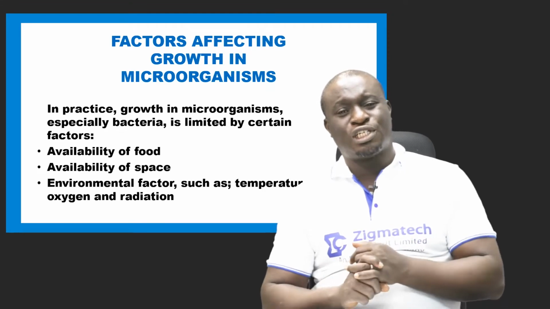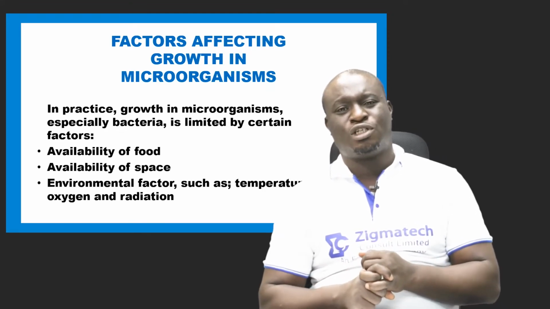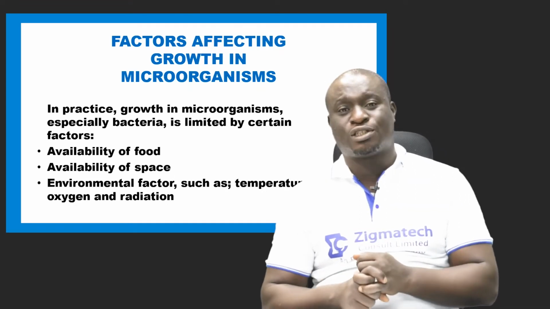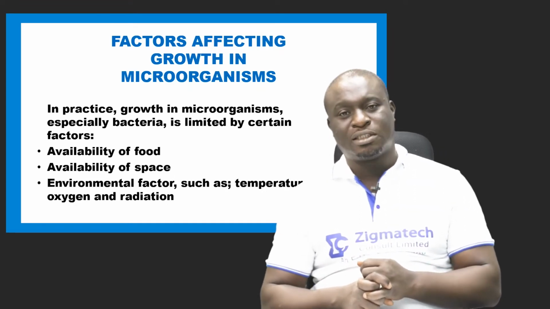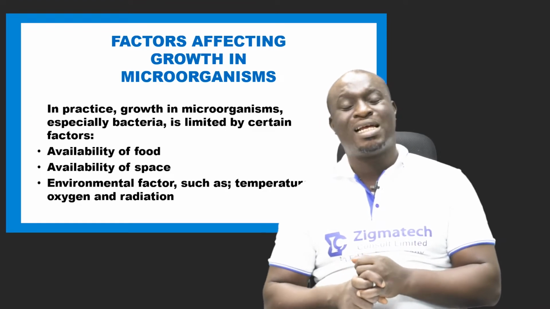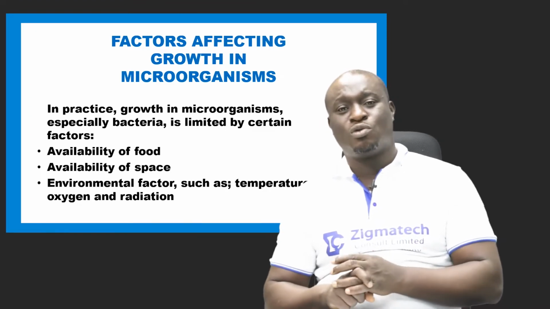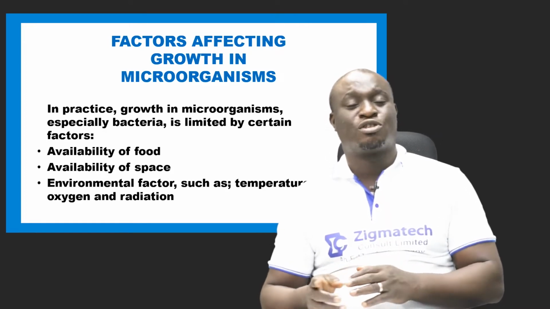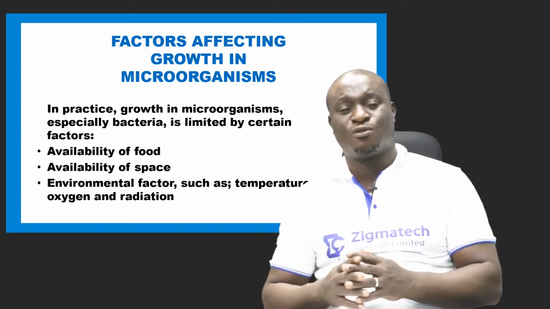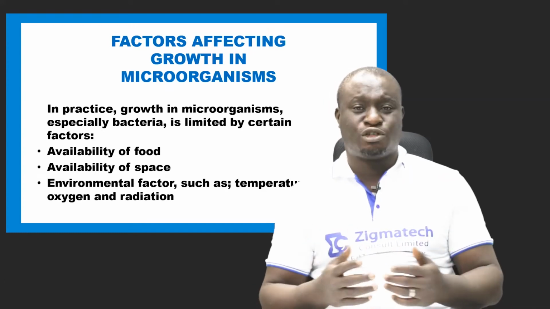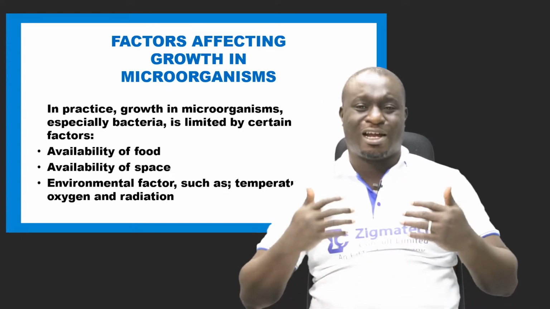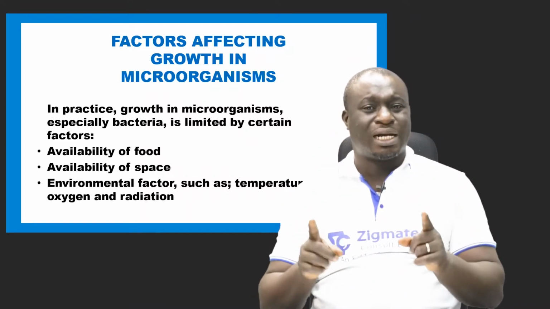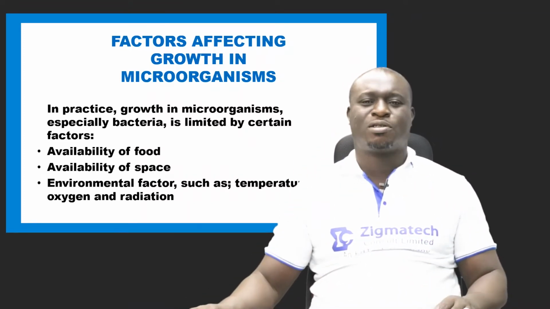We also have oxygen requirement. Remember, we have discussed different types of bacteria based on their oxygen requirement. We have the ones that can do well in the presence of oxygen, the ones that can survive in the absence of oxygen, and the ones that can survive both in the presence or absence of oxygen. We also have radiations. Radiations have effects on the growth of microorganisms, especially bacteria.